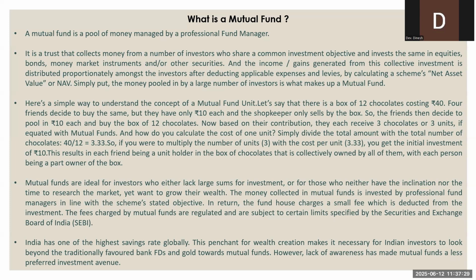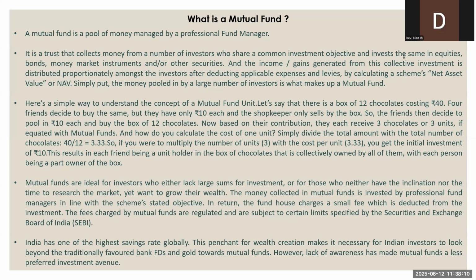So, what is the cost of one unit? 12 chocolates cost 40 rupees. How much is the cost of one chocolate? 40 by 12, that is 3.33. So the value of a mutual fund is calculated in a similar way. Mutual funds are also given as units to you. The value of a unit is called the net asset value. The net asset value is calculated in the way of the example that we have given.